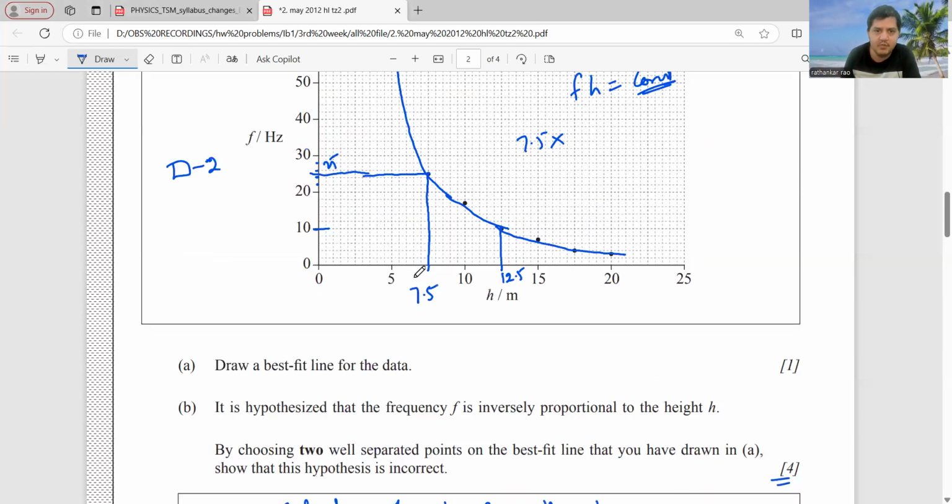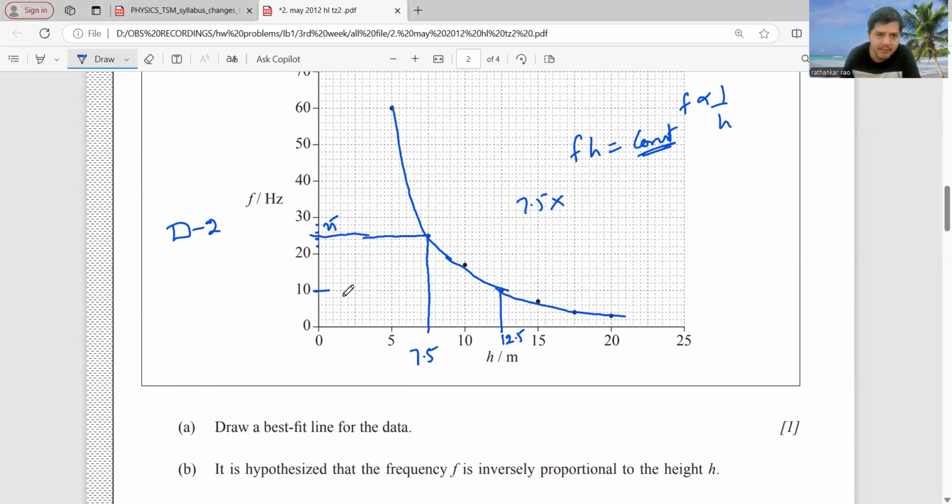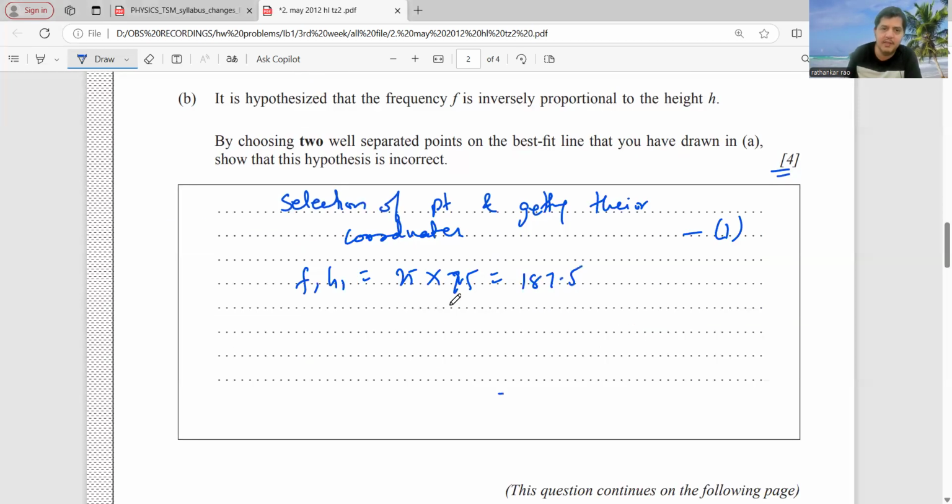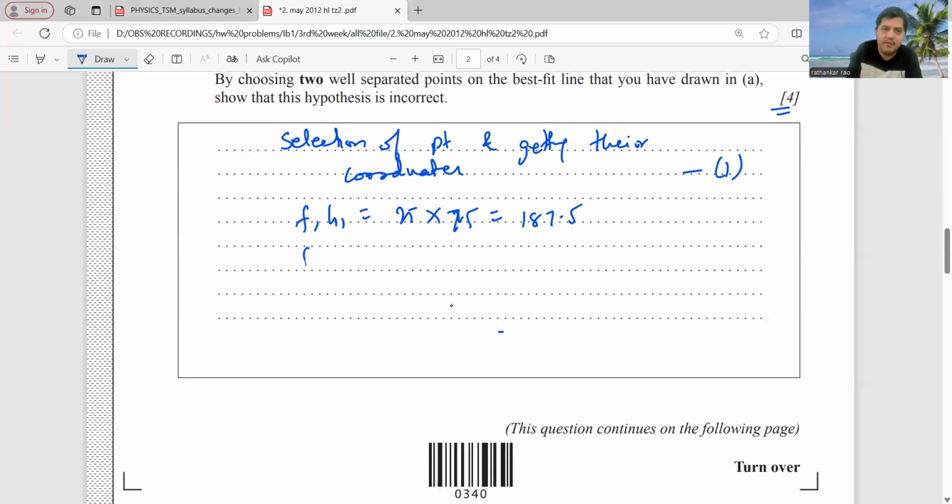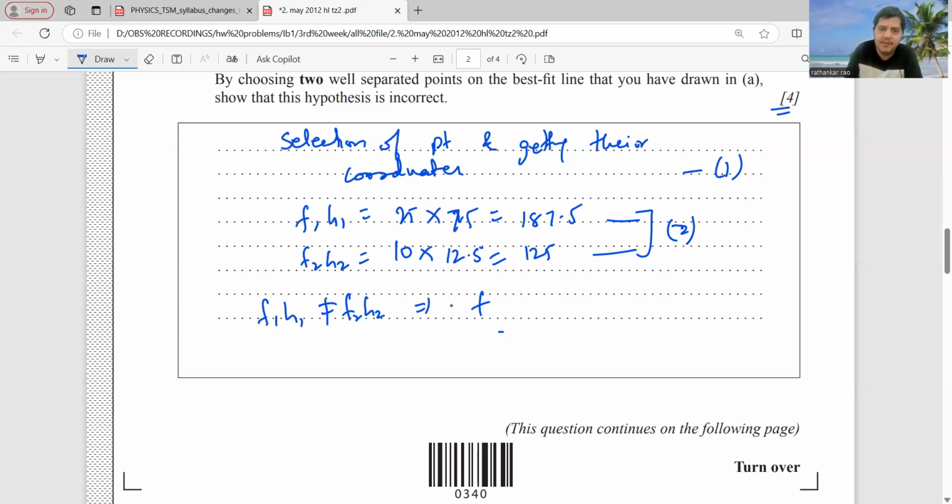What are the other 2 points? Here it is 12.5, there it is 10. So this should be F2H2. F2H2 is equal to 10 multiplied by 12.5, which should be equal to 125. Okay, so here you get 1 point and here you get 1 point, totally 2 points for this. And thus we come to know that F1H1 is not equal to F2H2. Hence, F is not inversely proportional to H.